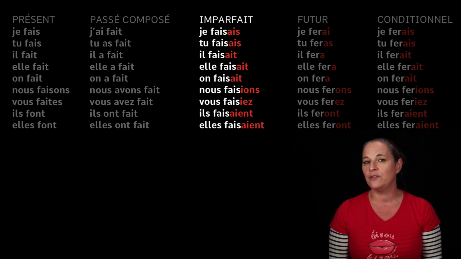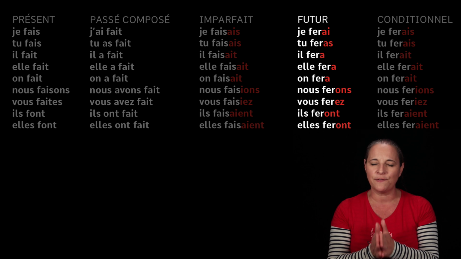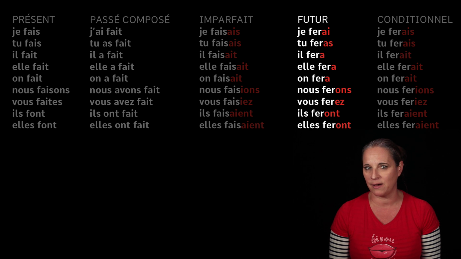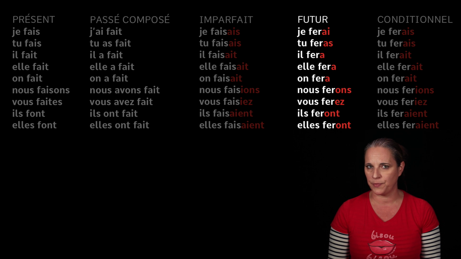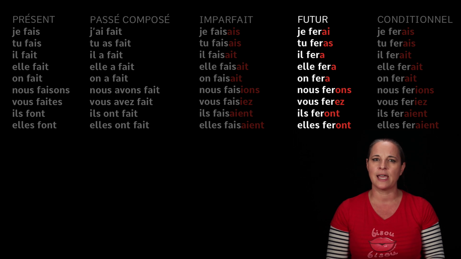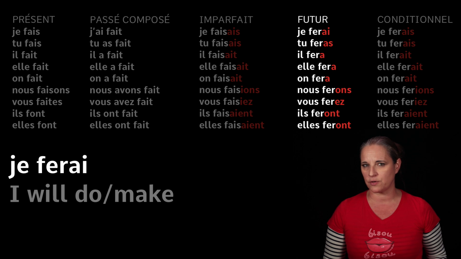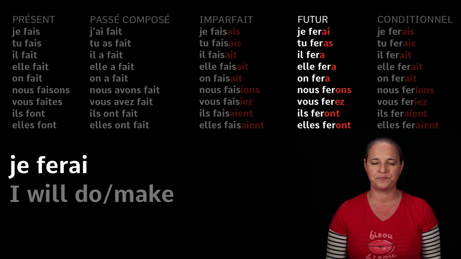Let's have a look now at the future tense. Now, the future tense has a different stem completely, and you must, especially if it's a third group verb, know this by heart. For faire, it is F-E-R, okay? So, how do you say I will do, or I will make, because that's what we are trying to do. Je ferai, I will do.